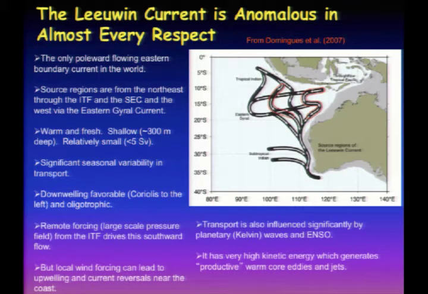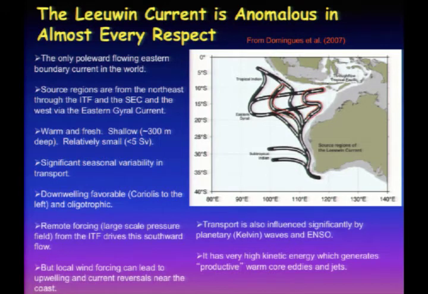So let's move on to the Leeuwin Current. I'll recap a few things that Anya said about the Leeuwin Current. It's the only poleward flowing eastern boundary current in the world, okay? Eastern boundary currents everywhere else flow equatorward: the Peru current, Canary current, California current. And as I mentioned, the Leeuwin Current flows south due to the pressure head created by the ITF. That's why it goes south.